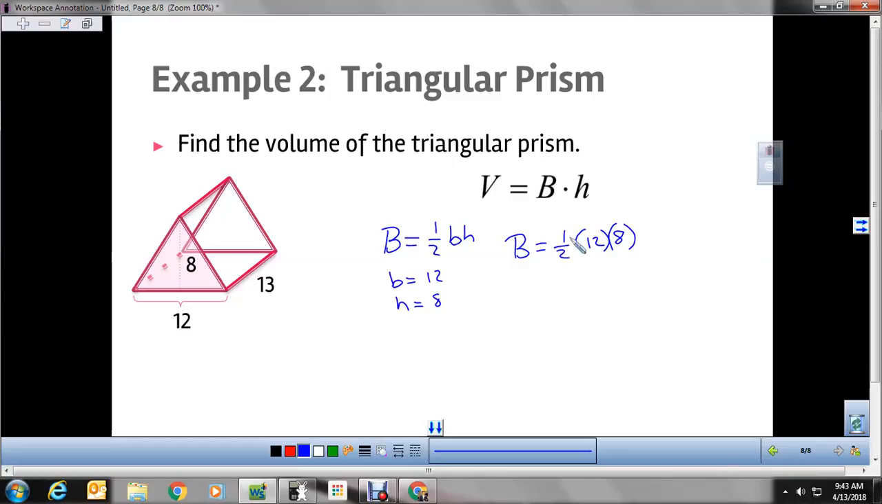So we get half of 12 is 6. 6 times 8 is going to give us 48. So that is the area of the base. Now, in this problem, we have the height, which is the height of the prism, not the height of the triangular base. That is going to be 13. So the volume is going to be 48 times 13, and that's going to give us the volume of 624 cubic units.